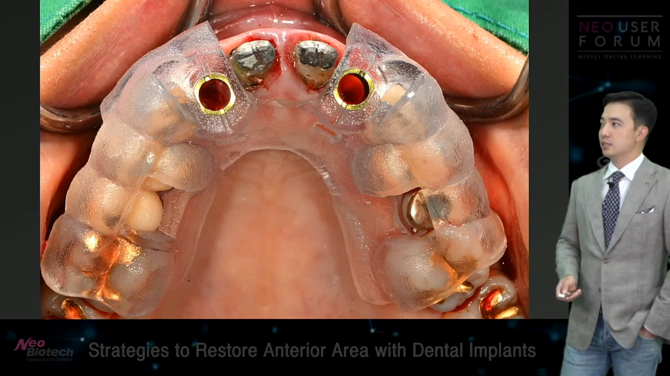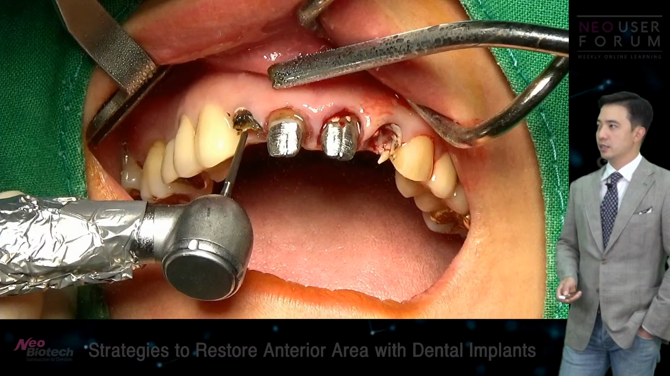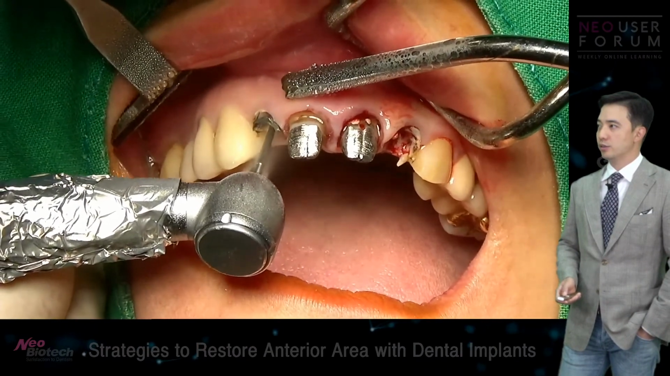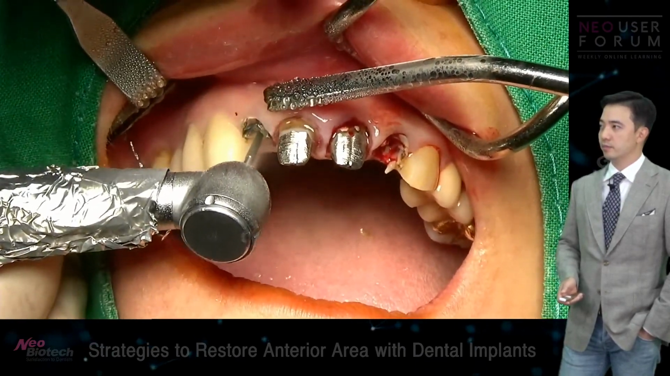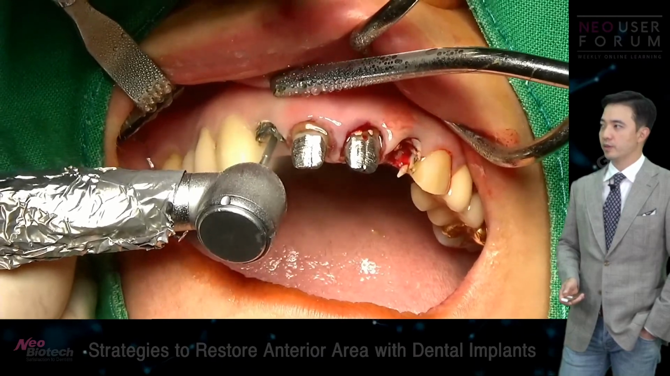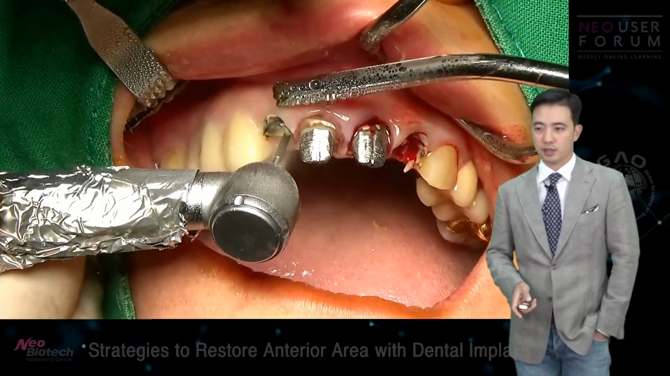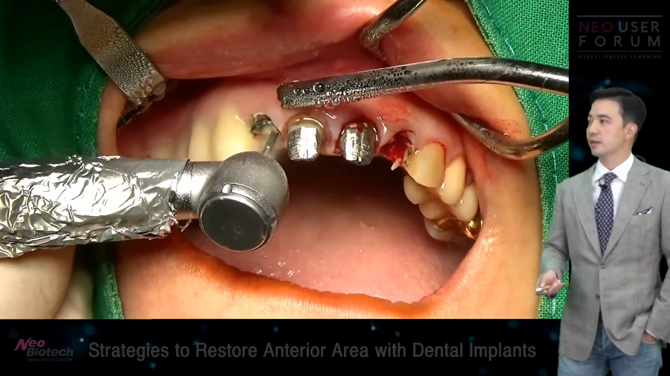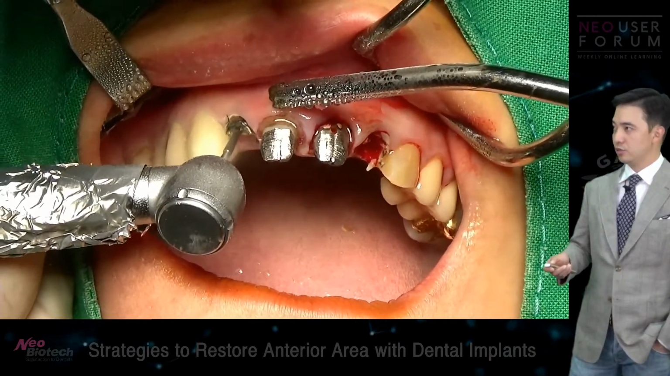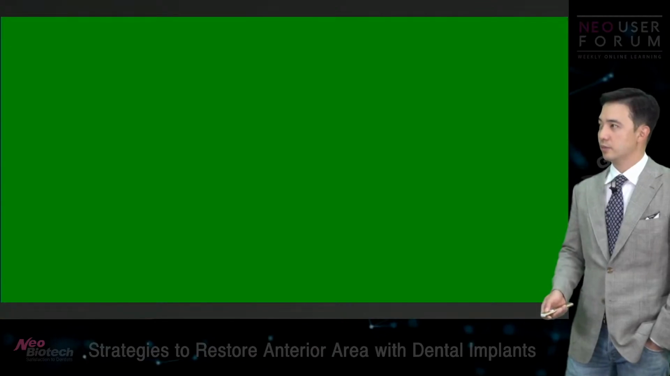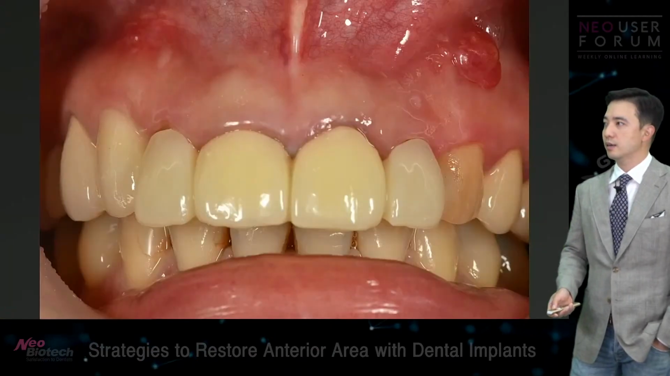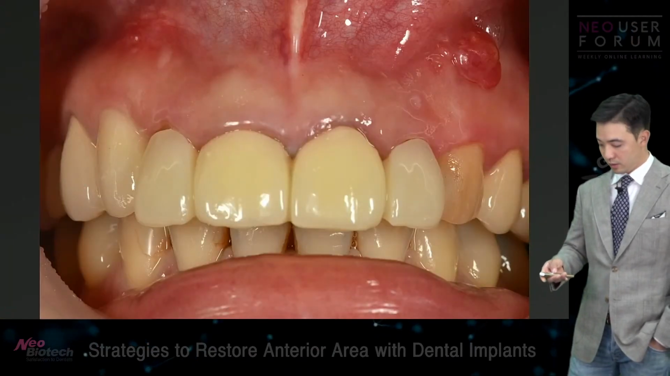So I also did guided surgery for this case. This is a short video of how I did it with the socket shield technique. I think I showed you this last time, so I'm just going to skip this. Okay. All right, so place the implant. Oh, hold on. Let me go back a little bit.